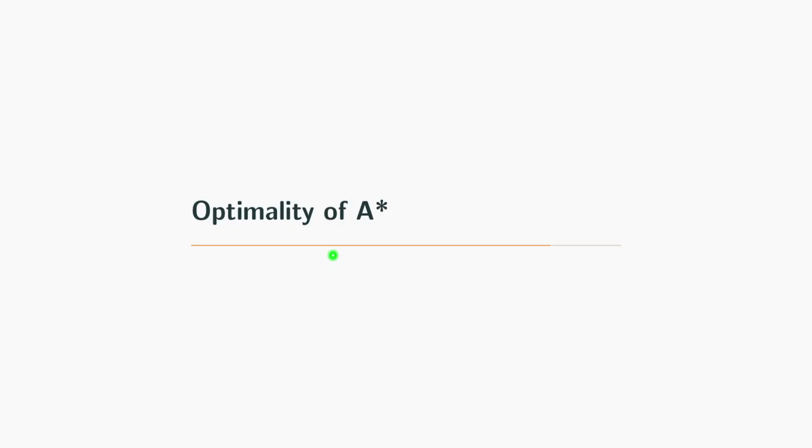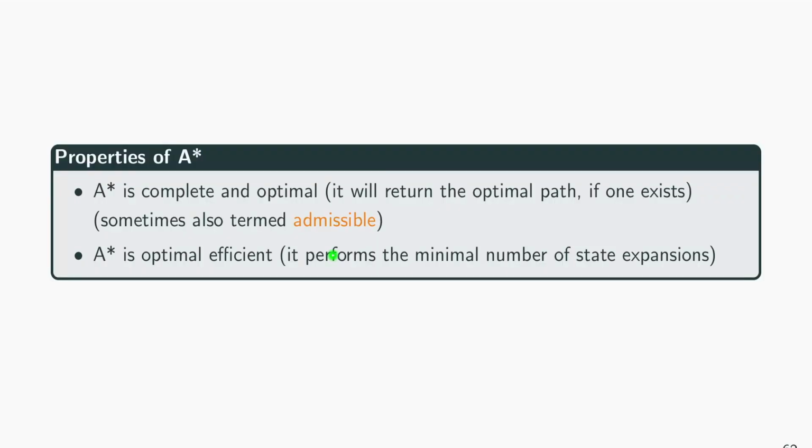Okay, good. Then we can talk about the optimality. Do you have any questions before we dive into that? All right. So just to recap, we have these 2 or 3 properties. One is that A star is complete and optimal, where completeness means it will return a path if it exists, and a failure otherwise. And optimality means that the path it returns is the lowest cost.